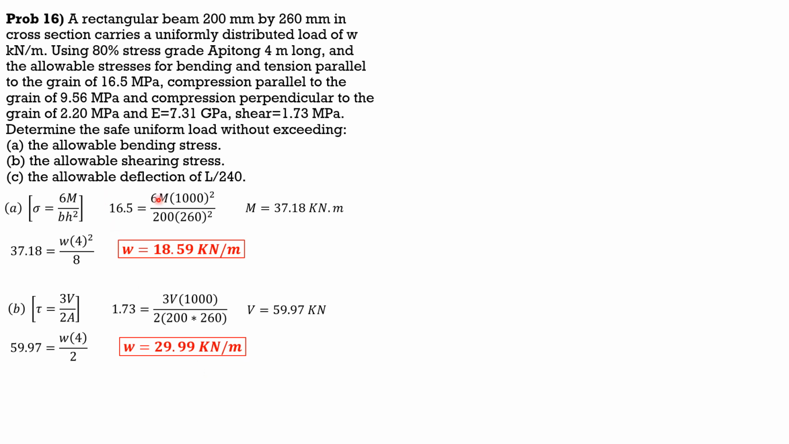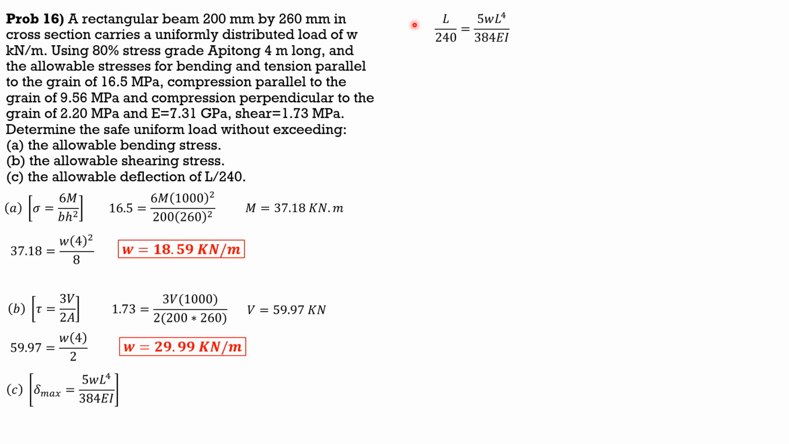And finally, without exceeding the allowable deflection of L over 240. So the allowable deflection is L over 240, and the deflection is 5WL to the fourth over 384 EI. This is the maximum deflection for a simply supported beam loaded with uniform load, 5WL to the fourth over 384 EI. And we equate it to the limitation of the deflection of L over 240. So L over 240 equals 5WL to the fourth over 384 EI.